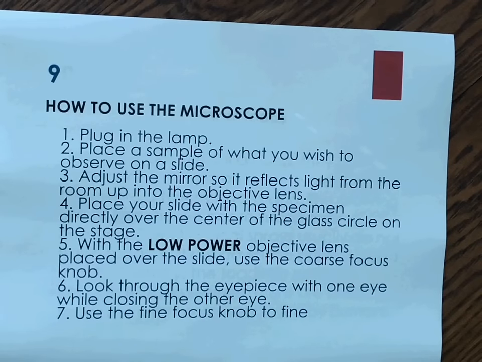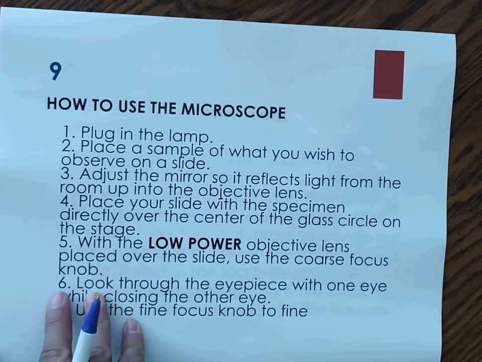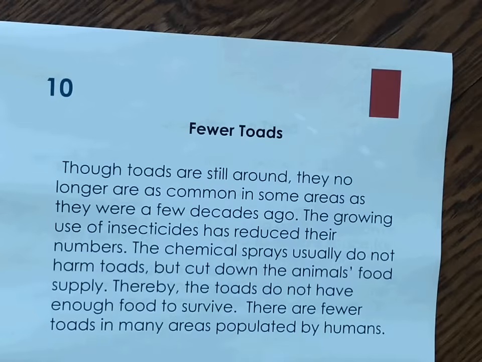Number 9. How to use the microscope. 1. Plug in the lamp. 2. Place a sample of what you wish to observe on a slide. 3. Adjust the mirror so it reflects light from the room up into the objective lens. 4. Place your slide with the specimen directly over the center of the glass circle on the stage. 5. With the low-power objective lens placed over the slide, use the coarse focus knob. 6. Look through the eyepiece with one eye while closing the other eye. 7. Use the fine focus knob to fine.